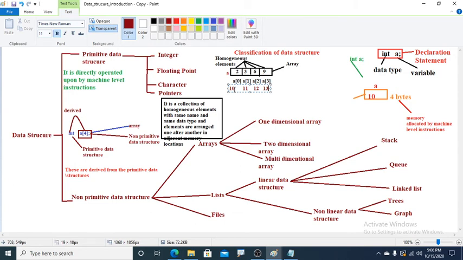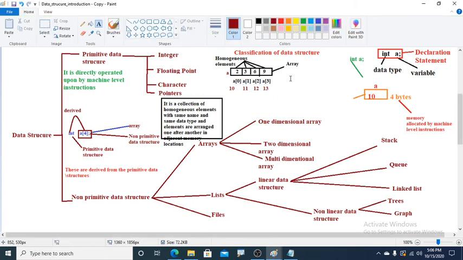So what is it? An array. An array is a collection of homogeneous elements with the same name, with the same data type, and the elements are arranged in adjacent memory locations. So this is the detailed explanation about an array. An array is again divided into three types: one dimensional, two dimensional and multi-dimensional array. Let us concentrate on one dimensional array. It is also very simple. I am going to write the explanation about one dimensional array.